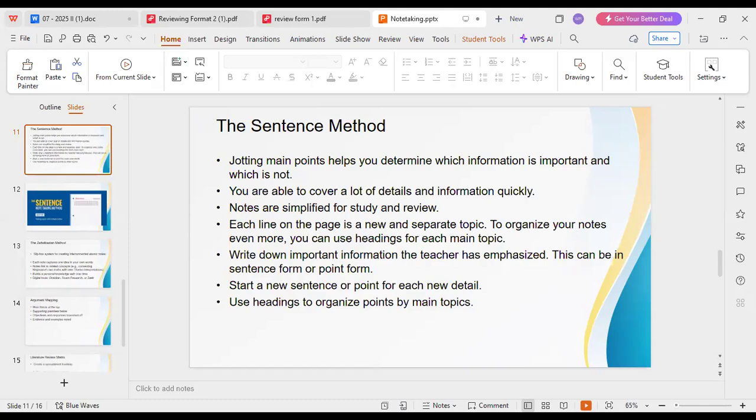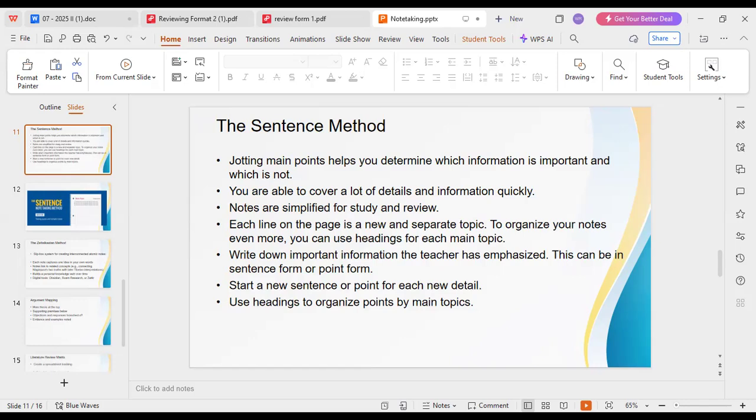When you jot down the main points, that would help you determine which is important and which is not. Which part is important, which part is not important. You can easily guess it then, right? Each line would capture a distinct idea or a fact, and each new piece of information gets its own line here. This is very simple. You don't have to stuff your information somewhere. You are just jotting them down.